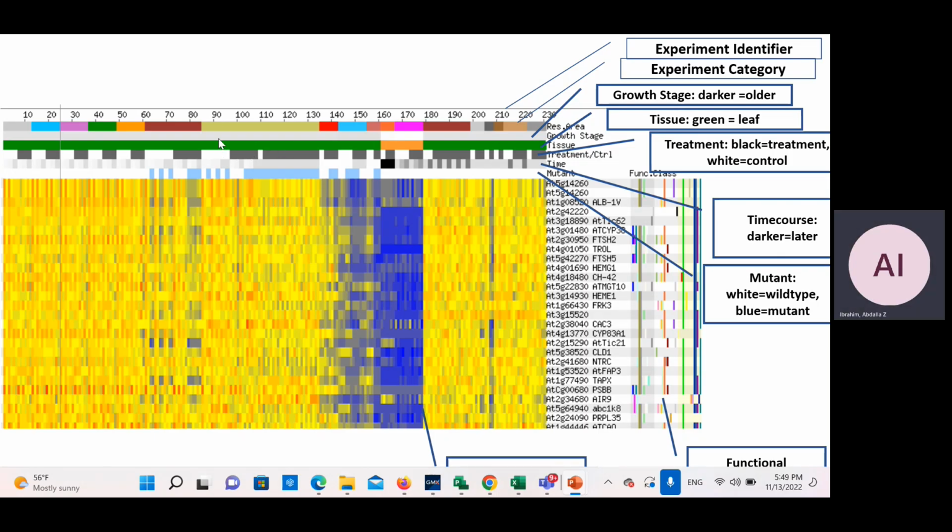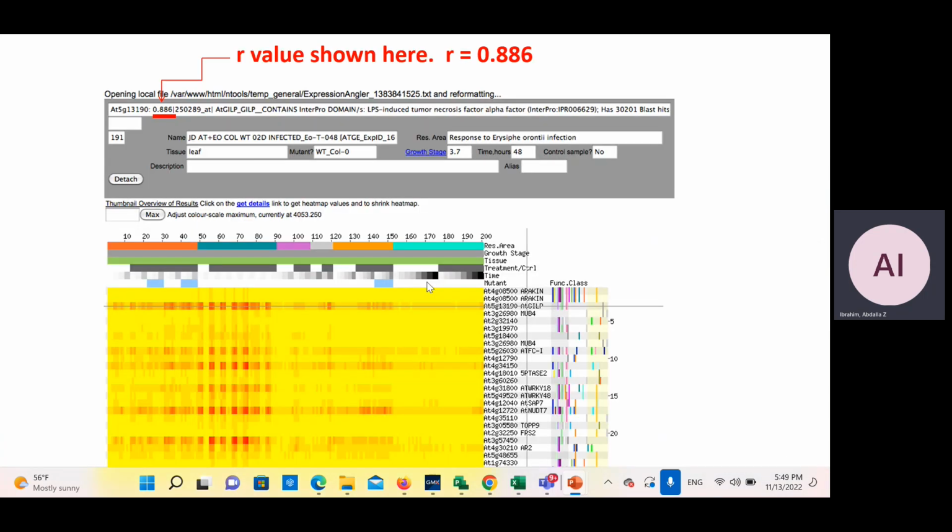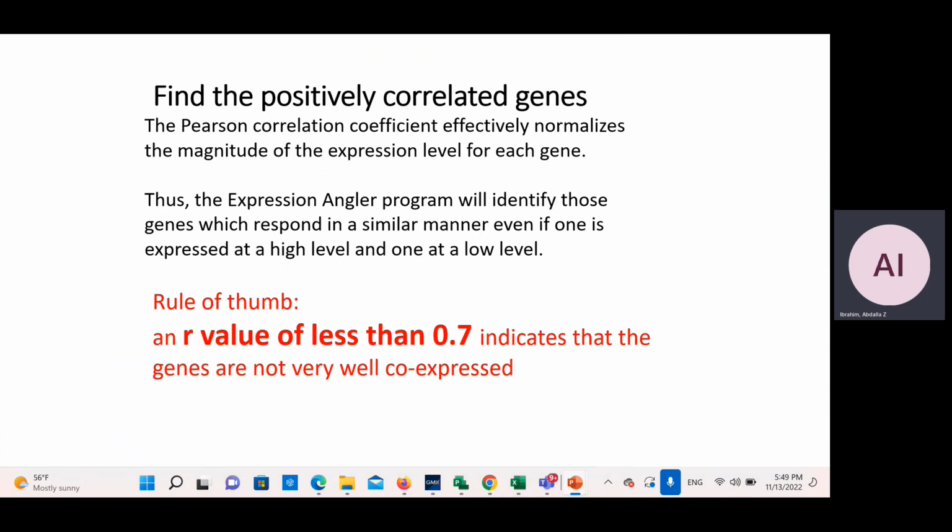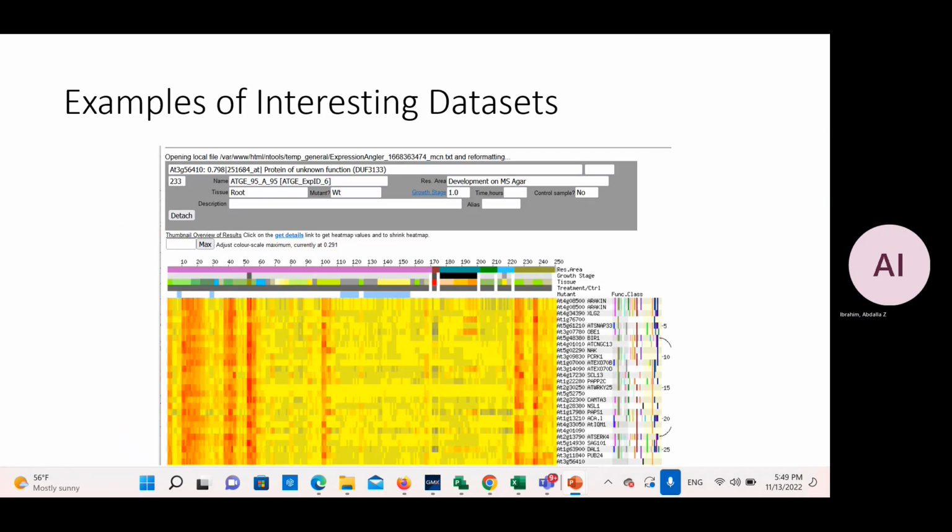So you could read this as this is one of the experiments, and this was at a certain growth stage in the leaves, and this was the treatment, right? And this was the time, how many hours after the treatment, and this is if this was the mutant, okay? And these are the functional bars that tell you what the function is. So this is an example of one of the genes that we found.